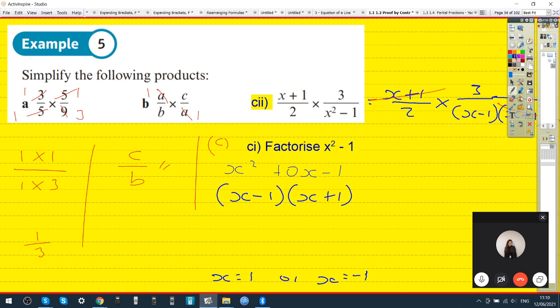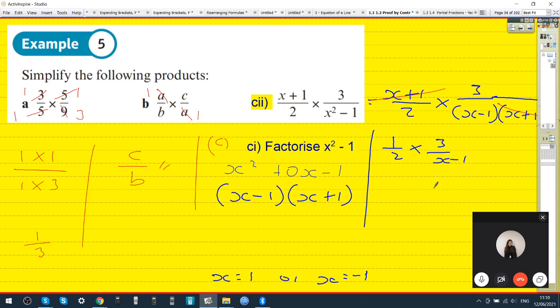And so what is your answer? A half times 3 over x minus 1. All right, multiply them. You get 3 over 2 multiplied by x minus 1, and I just want that one because I don't want to cancel out. Yeah, that's it. You could expand the bottom, but it's probably best not to in case it factorizes with something on the top.